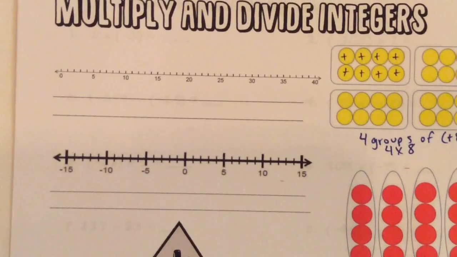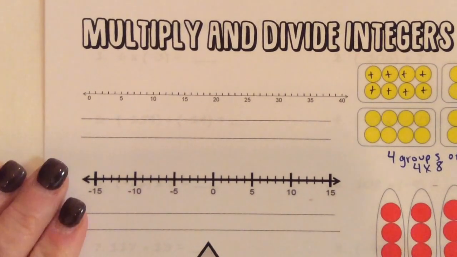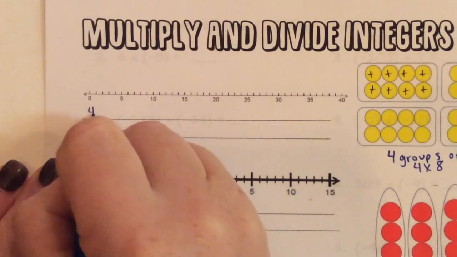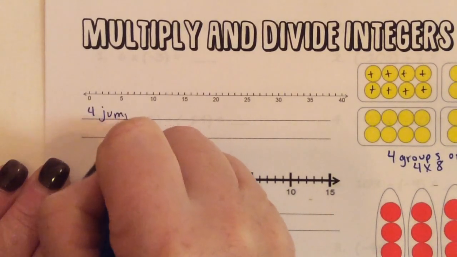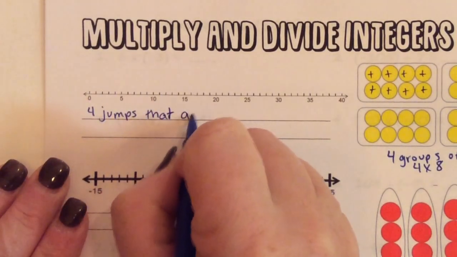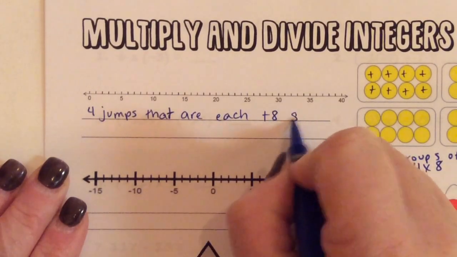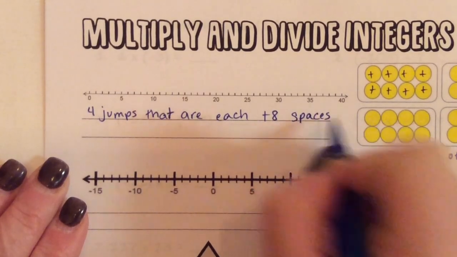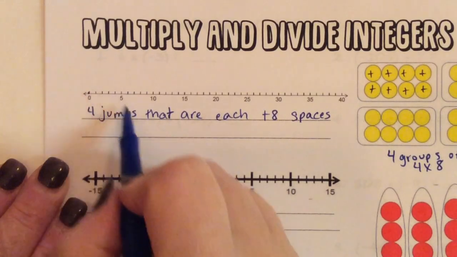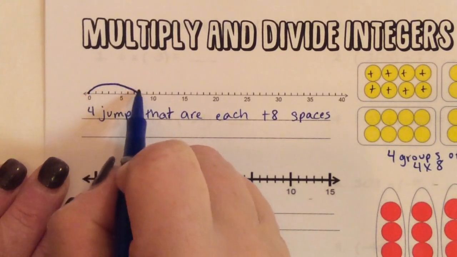We don't have just different arrows. What we're going to do, if I'm multiplying 4 times 8, I could say 4 jumps that are each plus 8 spaces. That's positive 8 spaces. Each one's going to be 8 spaces in the positive direction. So you always start at 0. And I'm going to go 8 spaces. So here is my 8. So I'm going to jump over to 8.